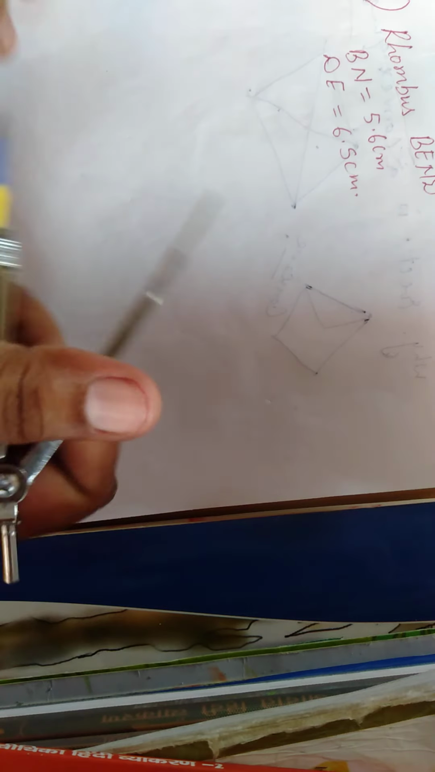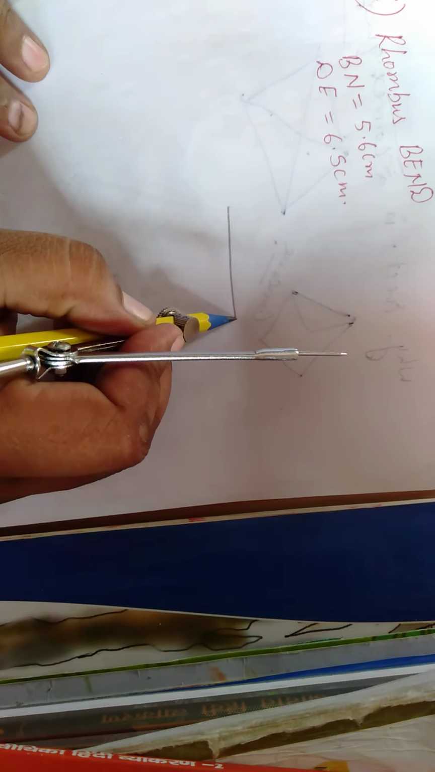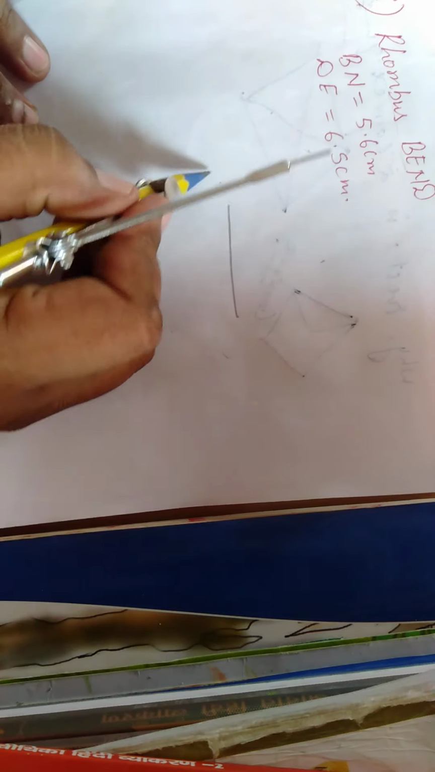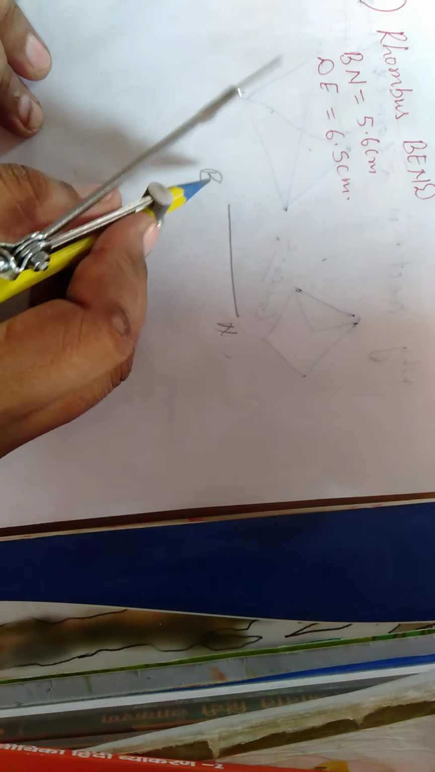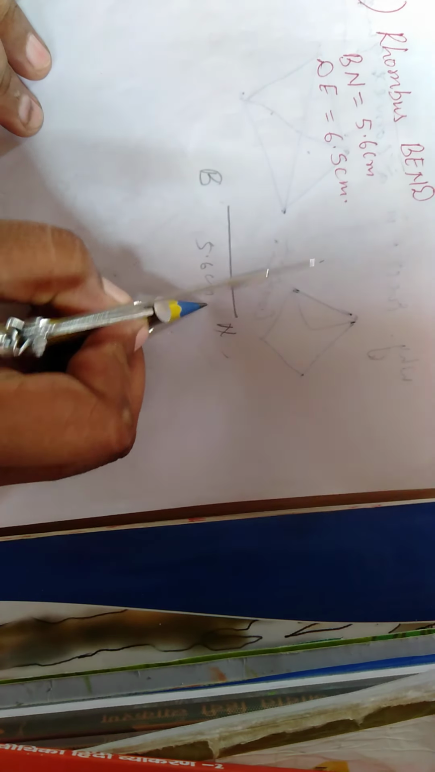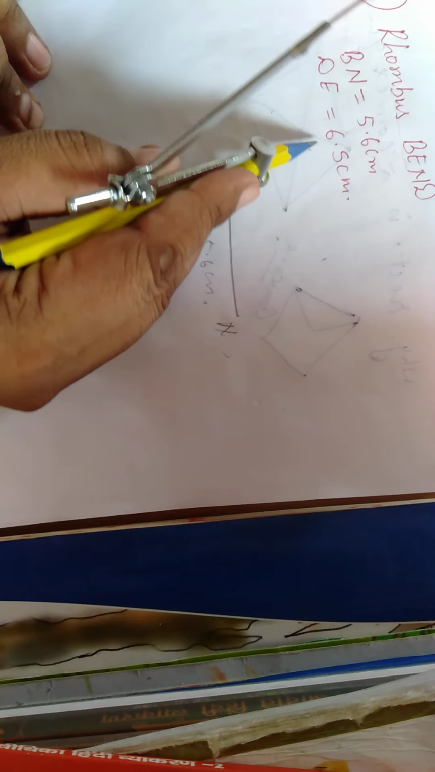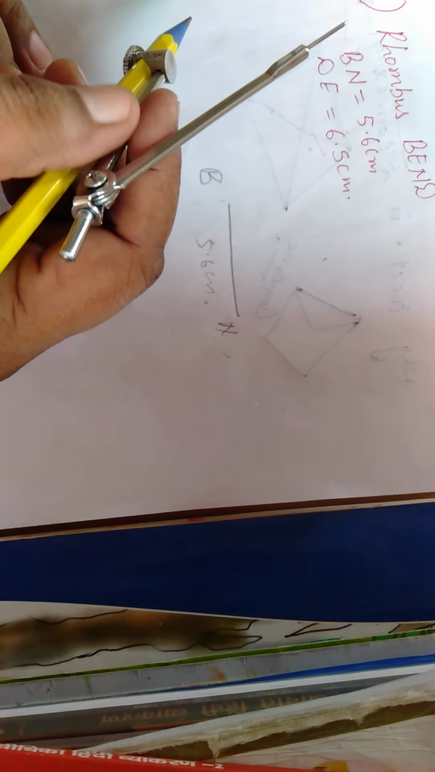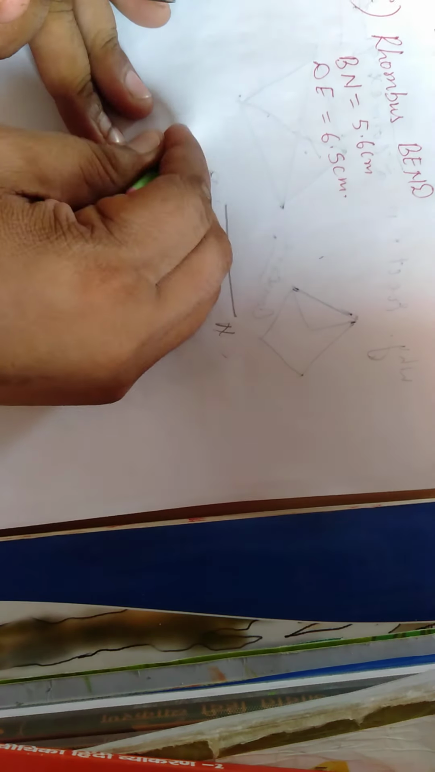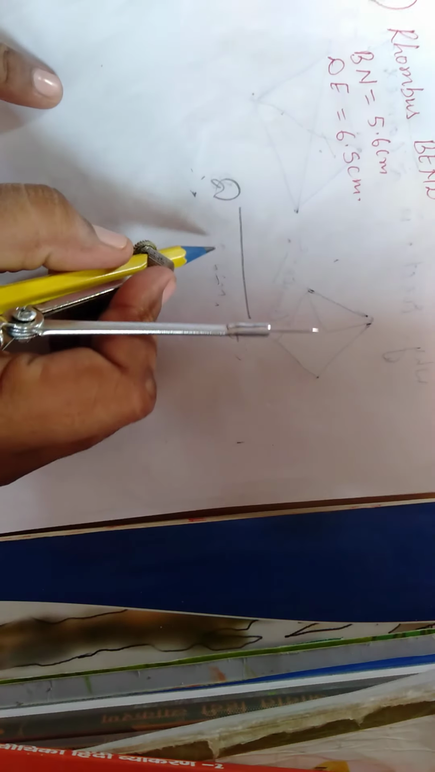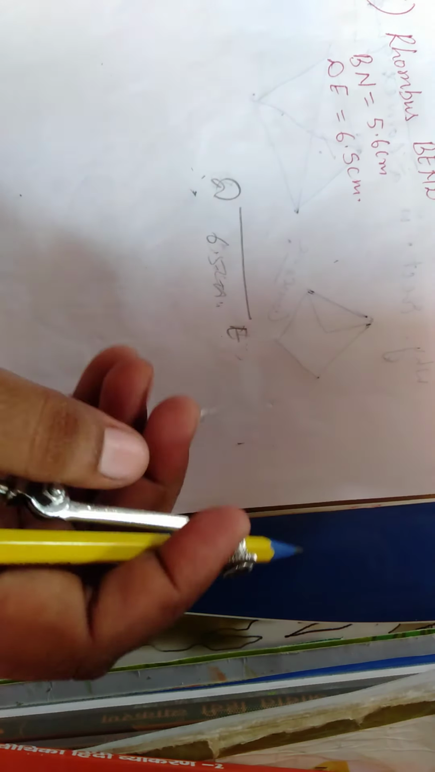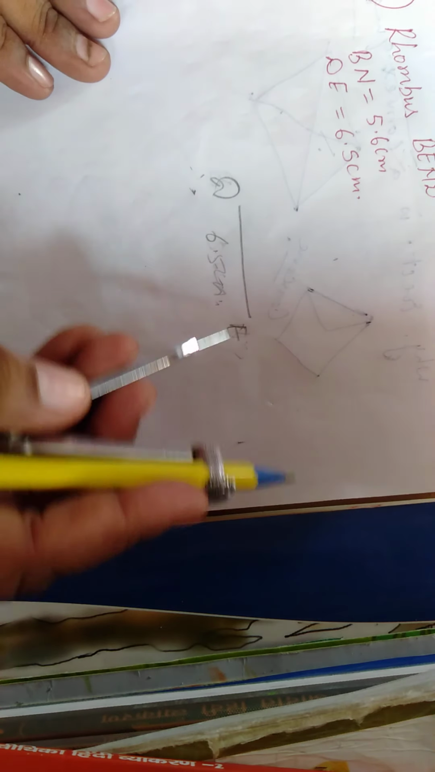At first we will do the rough construction. I'm taking BEND, B E N. BN is 5.6 centimeter, right? Or you can take 6.5. It is very easy to use the base as an odd number. So let us take DE as the base, and you know that DE is 6.5. Take odd as the base. You can take even also, but it is easy to construct via an odd number.